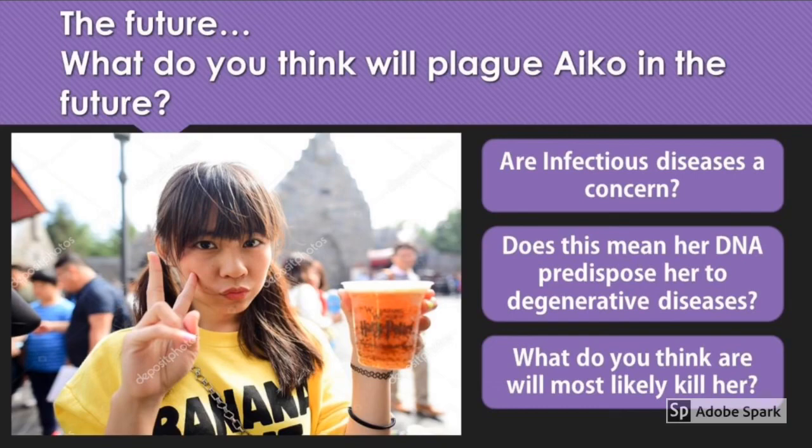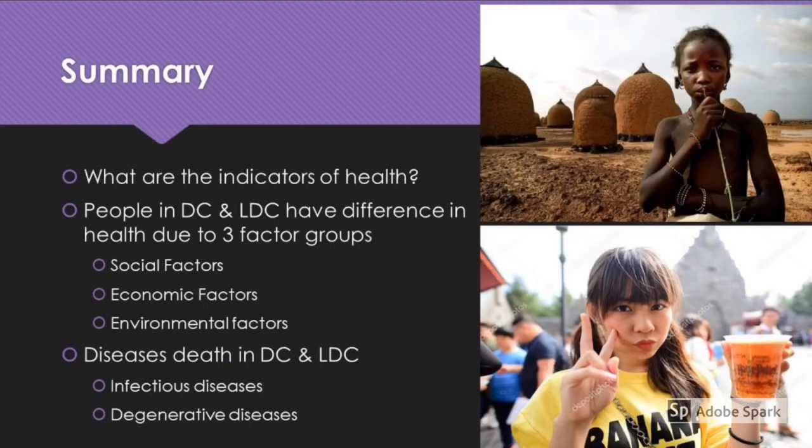So now we come to the end of this KQ1. What are the indicators of health that we have covered so far? There are two. You need to know them. You need to know roughly what actually causes the difference in health between people in DCs and LDCs. What are some of the social factors, economic factors, and environmental factors, as well as what diseases are different between the DCs and LDCs.